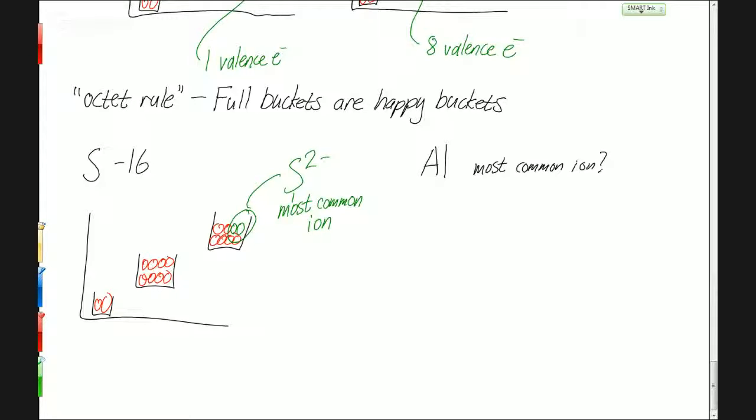So what did you come up with? What's the most common ion of aluminum? 3 plus? Yeah. Aluminum's most common ion is Al3 plus. So you can always figure this out, for those first 3 rows anyway, by putting those in.